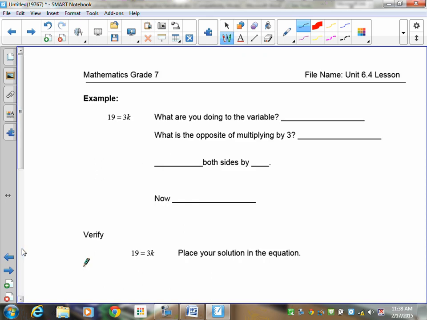Okay, here's another one. 19 is equal to 3k. What I'd like you to do is to solve this one yourself. So off you go, pause the recording, and try it yourself. I will let you know that you will get a decimal in this one. All right, 19 is equal to 3k. 3k means we're multiplying by 3.